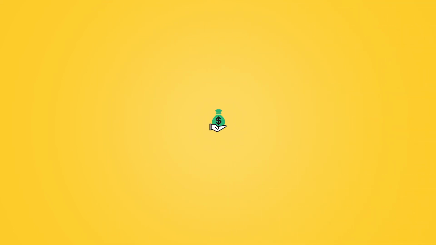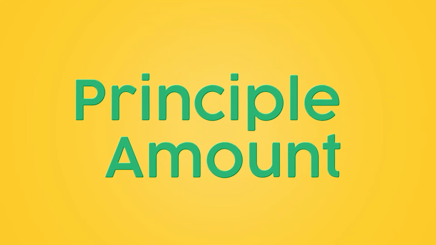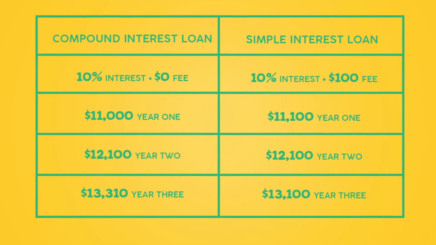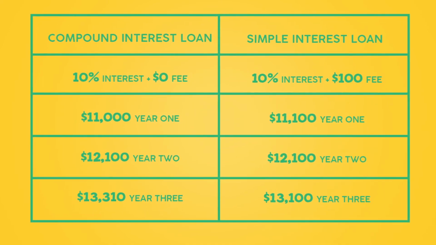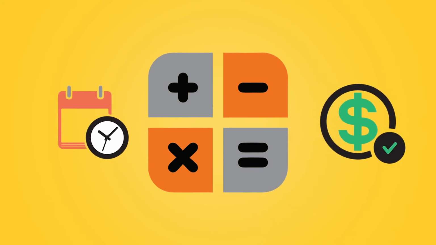$13,310. So, in review, interest is the money you have to pay back on top of the principal amount, which is the original amount you borrowed. Secondly, when choosing between a simple interest or compound interest loan, calculate the difference based on the length of the loan and adding in any fees to make the best choice.